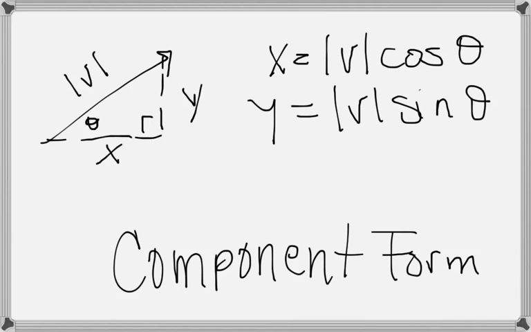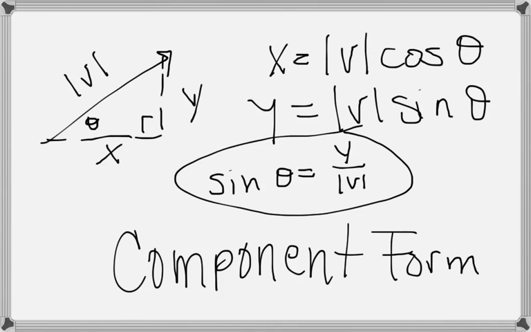Why is it the magnitude times the cosine? Because we're not on the unit circle. Think about it. Look at the angle. Watch this. Sine of theta equals y over the magnitude of v, right? Can you solve that for y? Which gives you directly that. And magic happens.